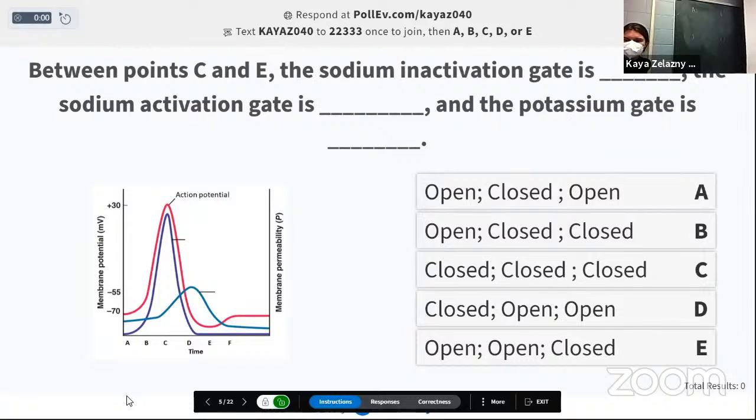Now let's move between C and E. I meant between C and D. Sorry, guys. So between C and D, let's think about the state.